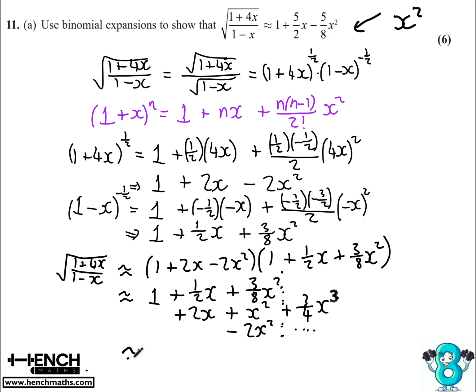So collecting this all together, we're going to see that our expansion is going to be equal to 1, a half x plus 2x will be 2.5 or 5 over 2 x. And then 3/8 x squared plus x squared subtract 2x squared. So that will be negative x squared plus 3/8 x squared. So that's going to be negative 5 over 8 x squared. Double check. Yes, that's what we were trying to show. So that's 6 marks for part A.